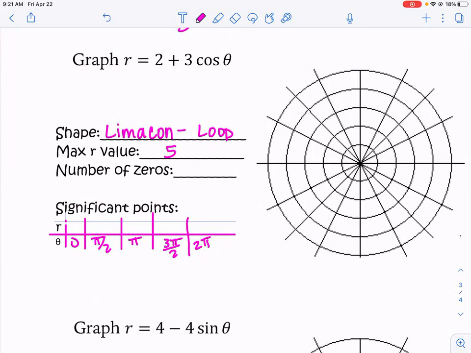Let's plug in 0, and I need you to help me. When I plug in 0, I have 2 plus 3 cosine of 0. The cosine of 0 is 1. Okay. Please silently think about what the cosine of pi over 2 is. When we have 2 plus 3 cosine of pi over 2, we get 2, because the cosine of pi over 2 is 0, so we have 2 plus 3 times 0.